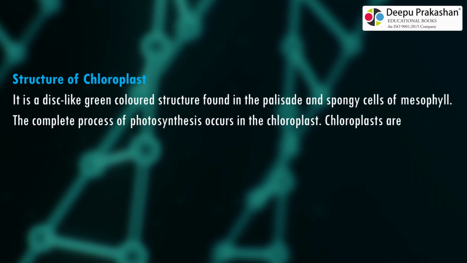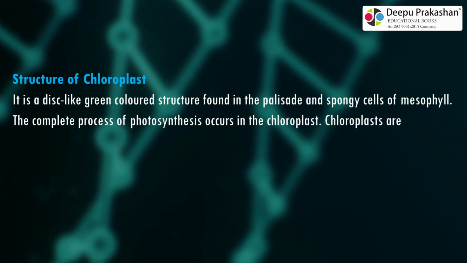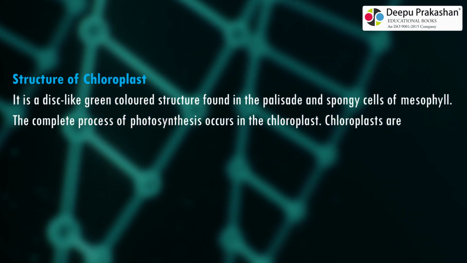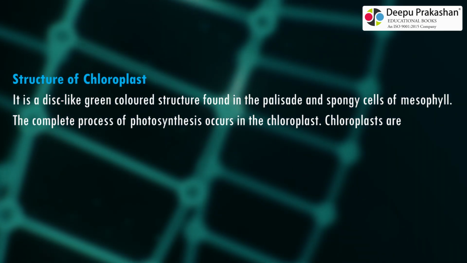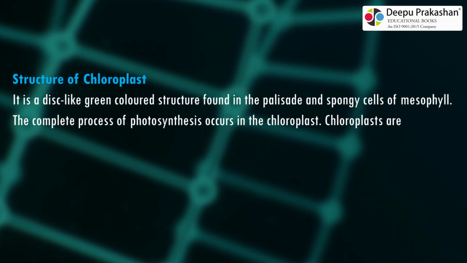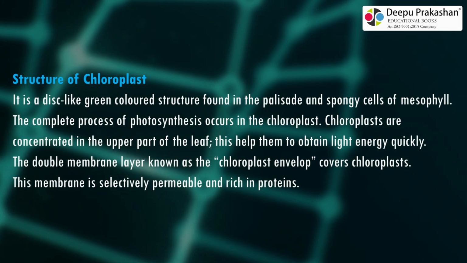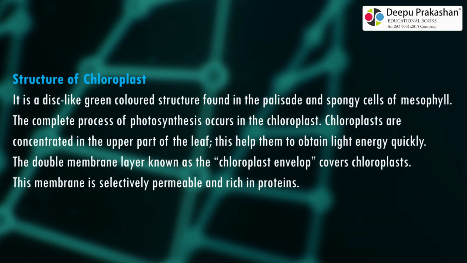Chloroplasts are concentrated in the upper part of the leaf. This helps them to obtain light energy quickly. The double membrane layer known as the chloroplast envelope covers chloroplasts. This membrane is selectively permeable and rich in proteins.